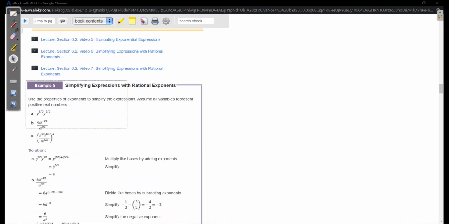Okay, so now let's put these properties into motion. This reads, use the properties of exponents to simplify the expressions. Assume all variables represent positive real numbers. Okay, so A, we have y to the 2/5 times y to the 3/5. So we have a like base there being y, and we're multiplying them. Well, we know if we multiply like bases, then we add the exponents.